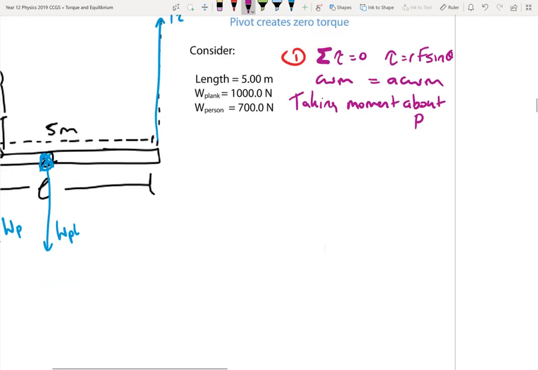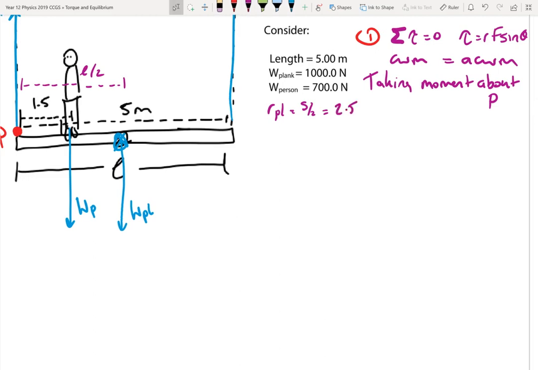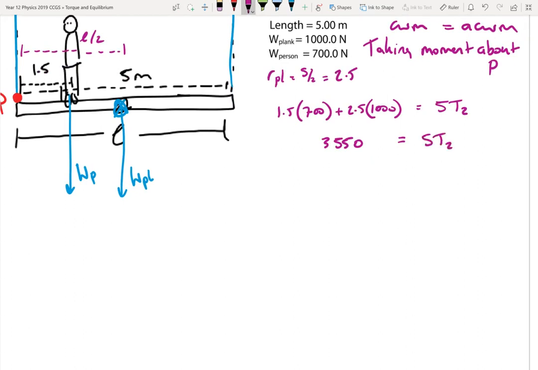Now, remember, we haven't been given the distance to the centre of mass, but we know that it's L on 2. So you've been given 5. If you write down 2.5 without showing working, you risk losing marks. So you either do a little side mission that radius PL equals 5 on 2 equals 2.5. If you do that, then we're good. Okay. All right. So our clockwise moment, 1.5 by weight person plus 2.5 weight plank equals 5 T2. So the total clockwise moment produced by both person and plank is 3,550 Newton meters. Therefore, T2 equals that divided by 5, 710 newtons upwards.